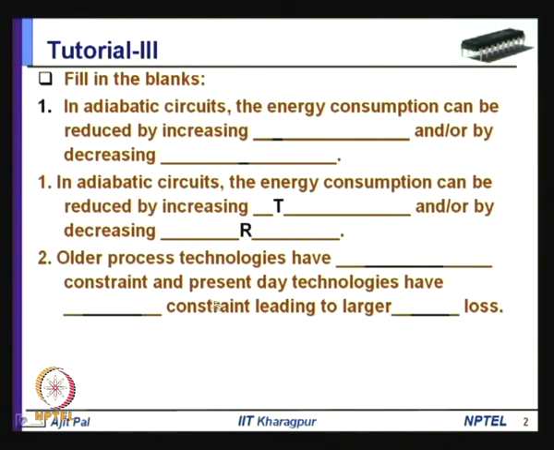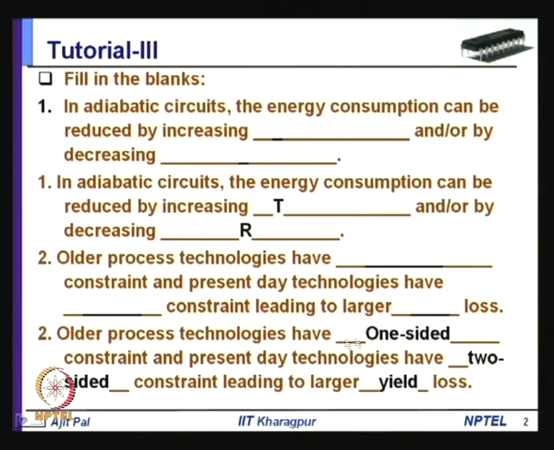Now, the second question was, older process technologies have dash constant and present day technologies have dash constant leading to larger dash loss. So, the answer is, older process technologies have one sided constant and present day technologies have two sided constant leading to larger yield loss.